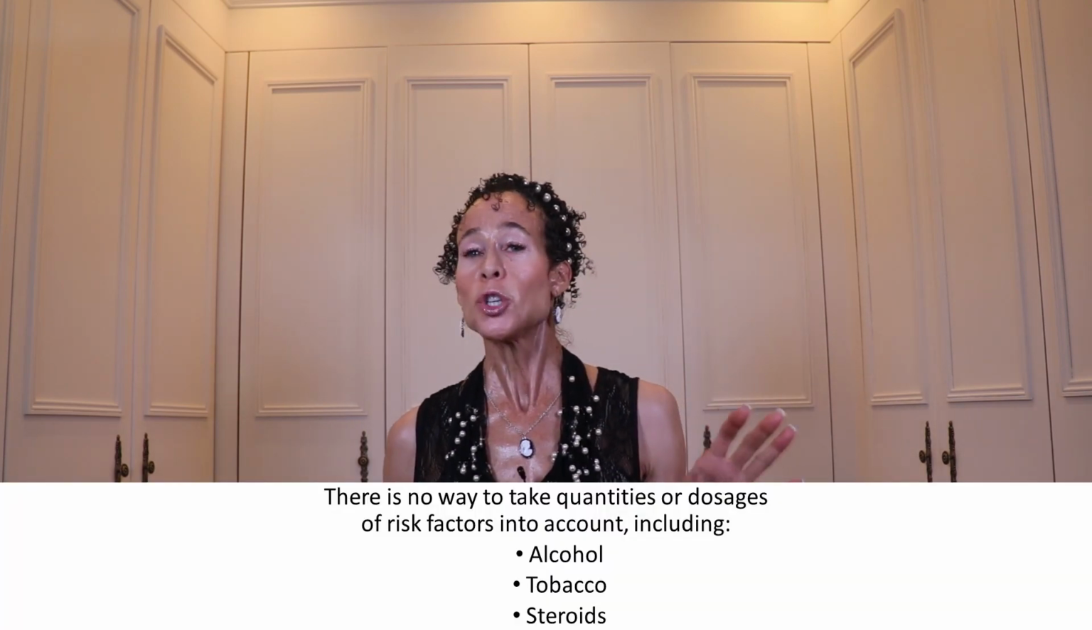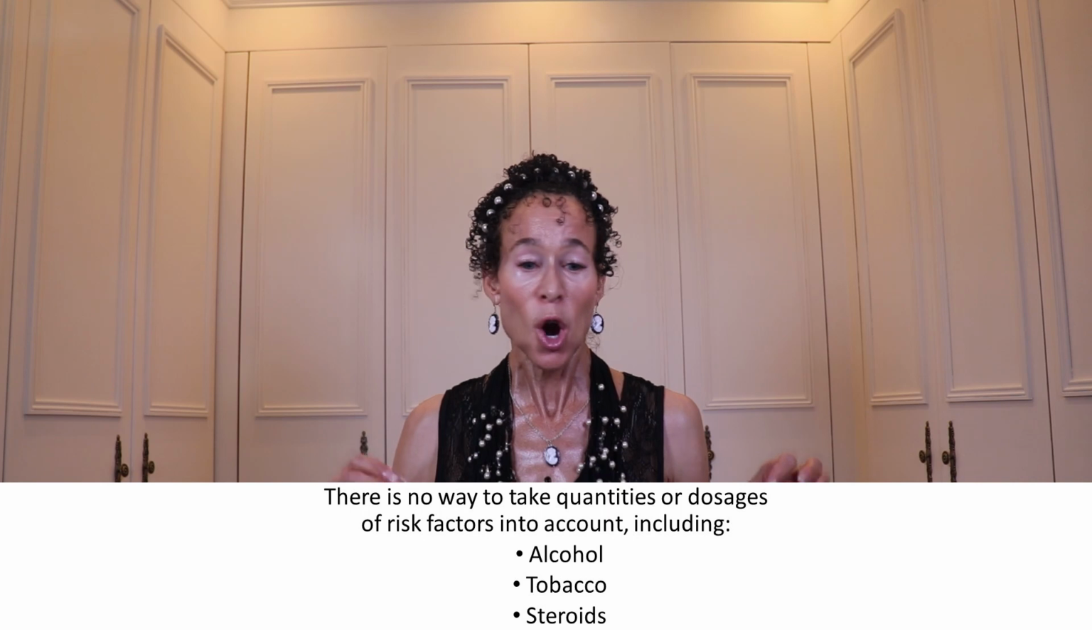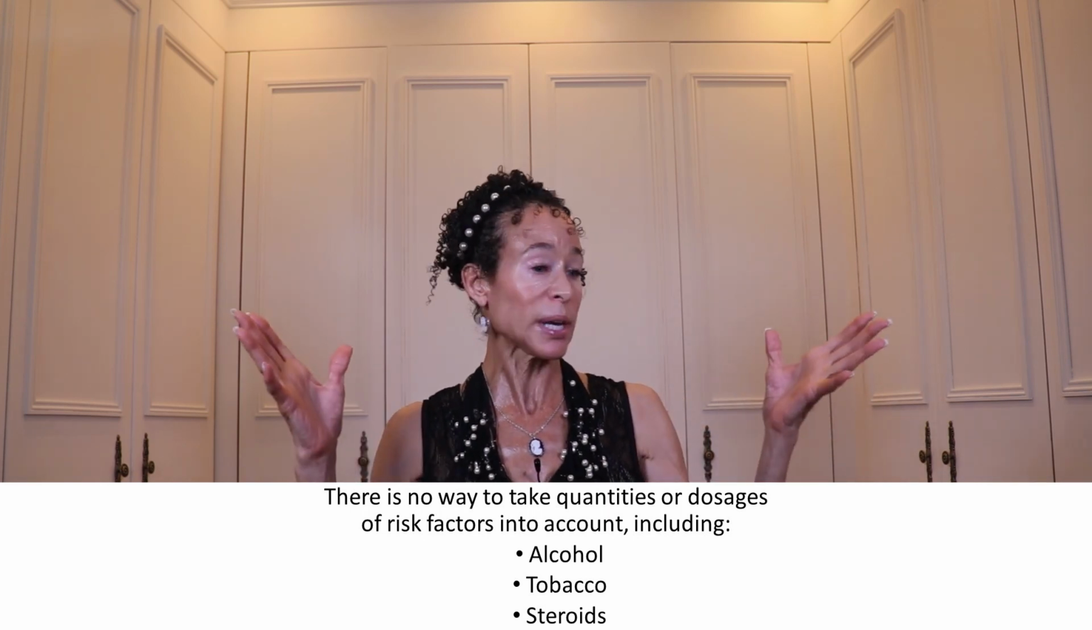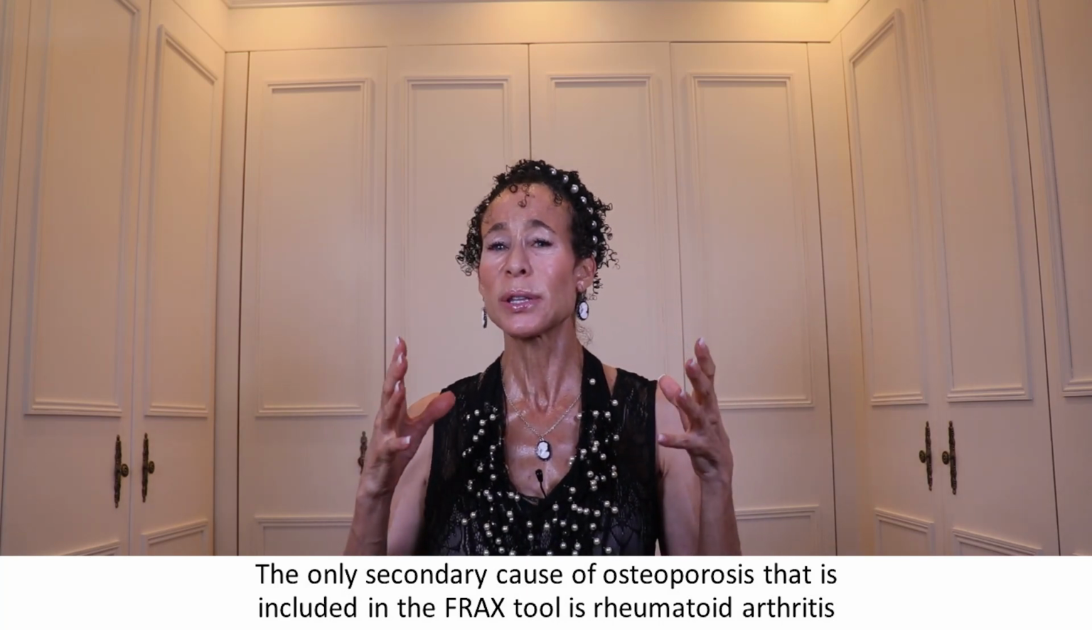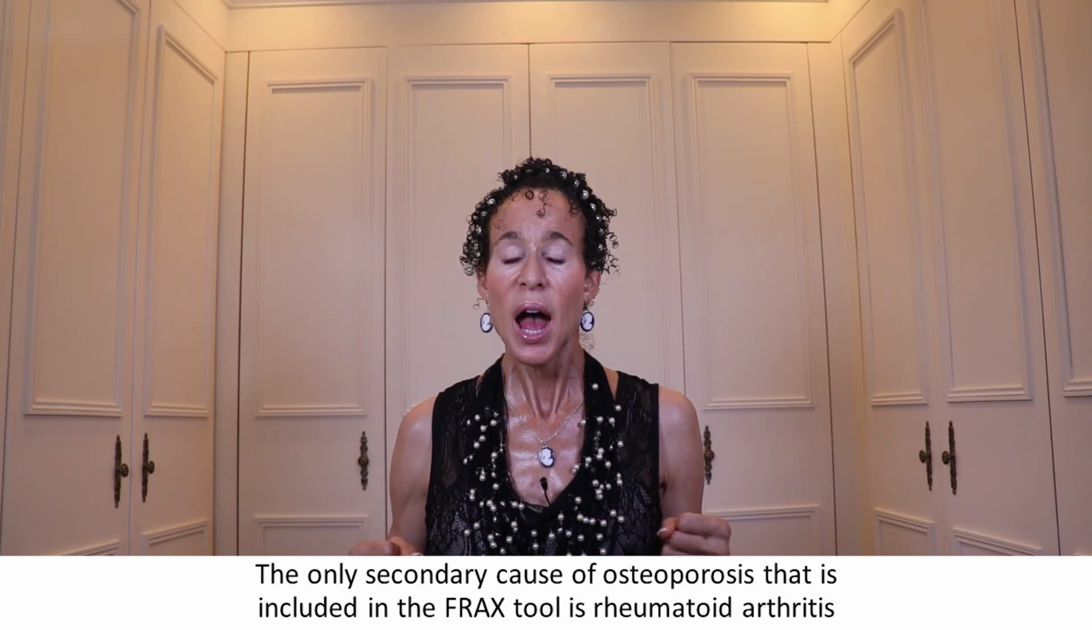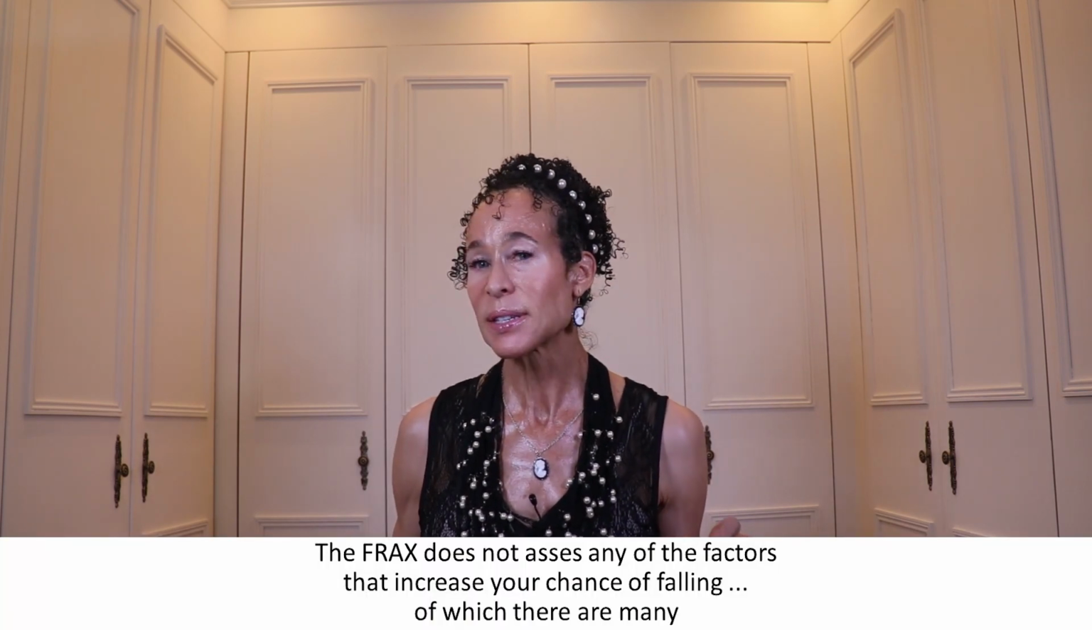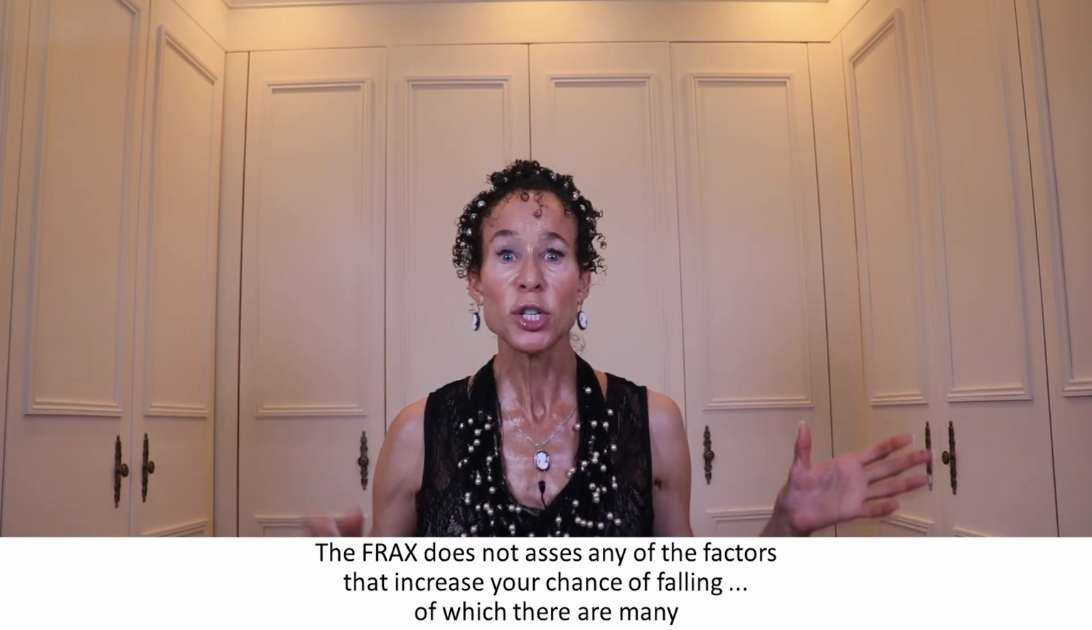Fourth, there is no way to take quantities or dosages of risk factors into account, including alcohol, tobacco, and steroids. All of the data for those is in simple yes or no format on the Frax form. Fifth, the only secondary cause of osteoporosis that is included in the Frax tool is rheumatoid arthritis. Not only are there many different kinds of arthritis, there are also many other diseases that cause osteoporosis. Sixth, the Frax does not assess any of the factors that increase your chance of falling, of which there are many.